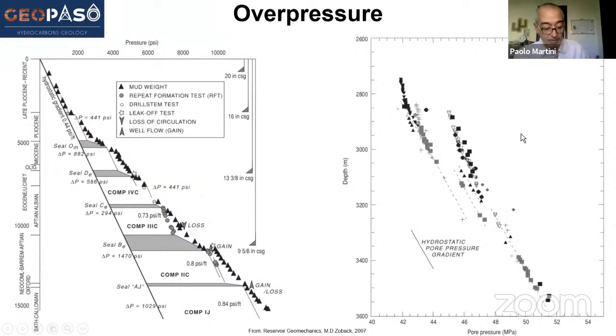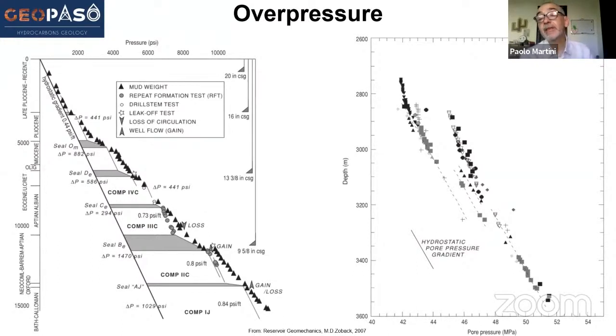Another thing that is detected with the use of a pressure testing tool is overpressure. So, for example, we see on the left the example of a well in Egypt, onshore, where basically at each major seal there is an increase in the pressure. So each subsequent deeper reservoir is shifted towards higher pressures, and that of course requires a very careful well design to be able to reach deep targets.